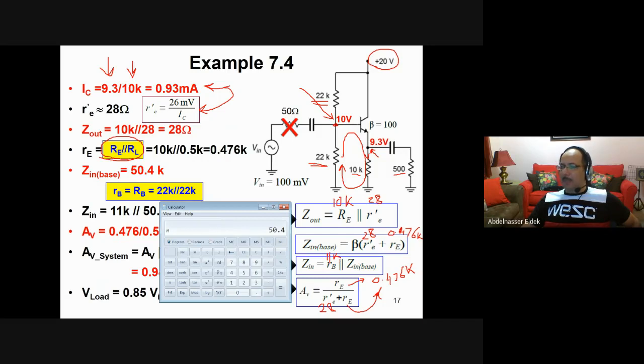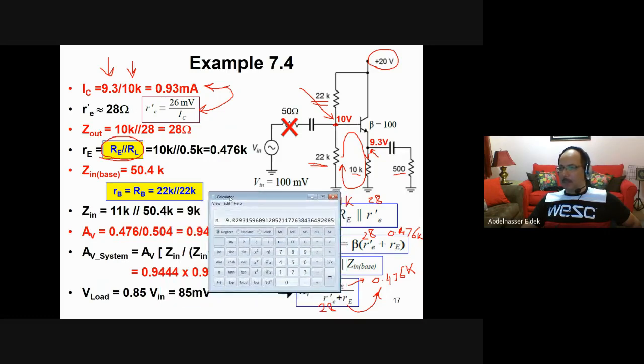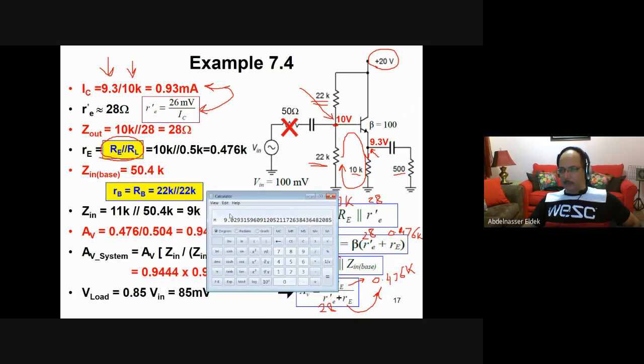Make it parallel with 11. So it is multiplied by, you can store it if you don't want to forget it, times 11K divided by the summation, which is 11K plus 50.4K. This equals almost 9K. This is the input impedance. Z_in is 9K.